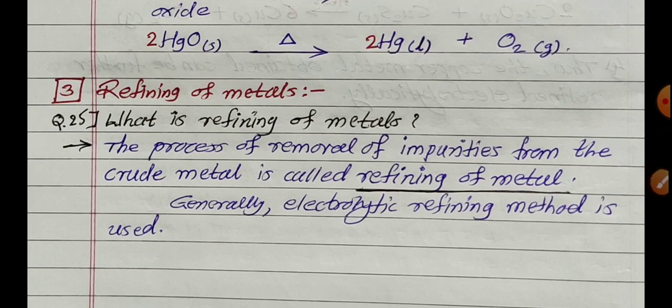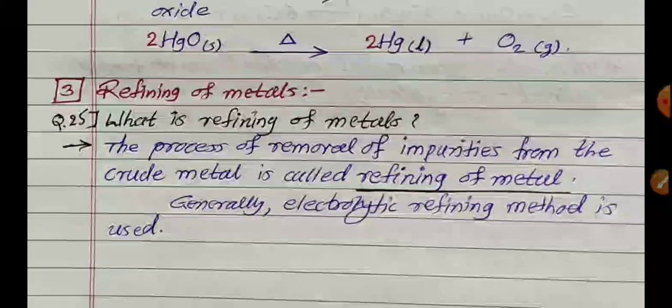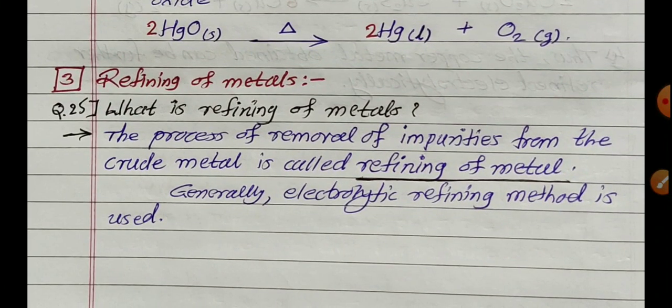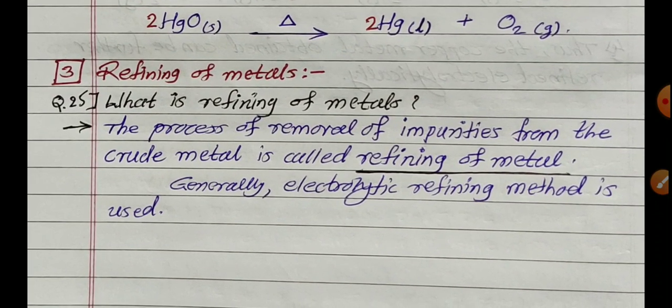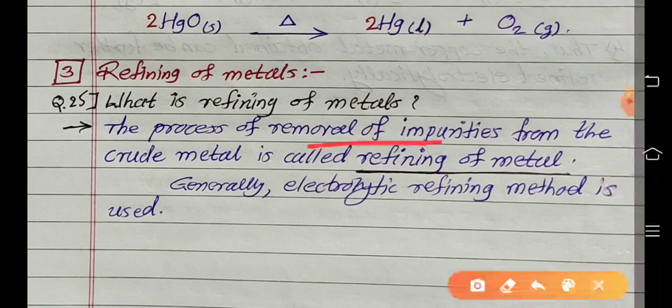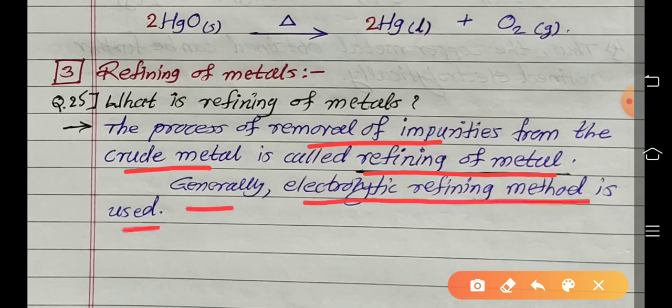Next, small three lines are given: refining of metals, on textbook page number 105. The question is asked this way: what is refining of metal? The process of removal of impurities from the crude metal. Raw metal means impurities are present along with the metal; that is called crude metal. The process of removal of impurities from crude metal is called refining of metal. Generally, the electrolytic refining method is used for this purpose. Refining means nothing but purification, the metal obtained in pure form.